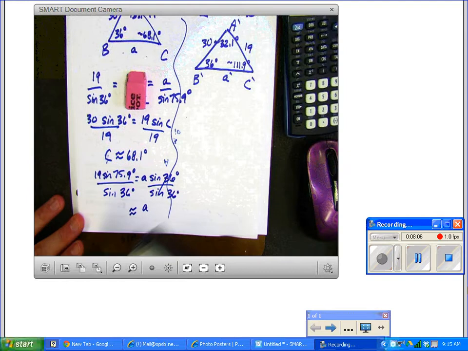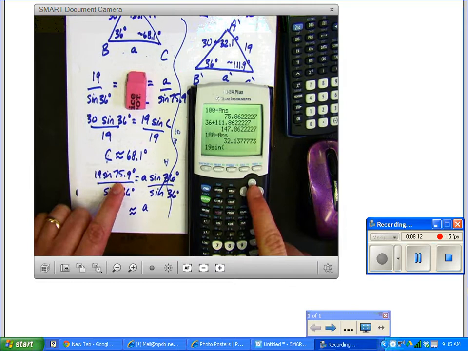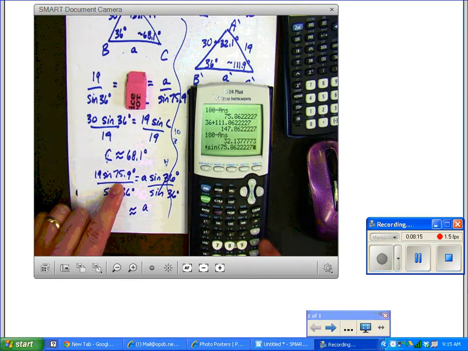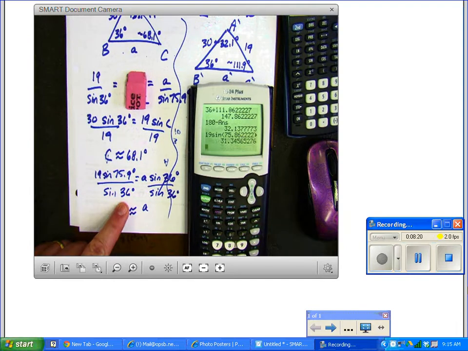All right, so now let me type this in real quick. 19 times the sine of that, divided by the sine of 36. So about 31.3. Okay, all right, let's find our other A.